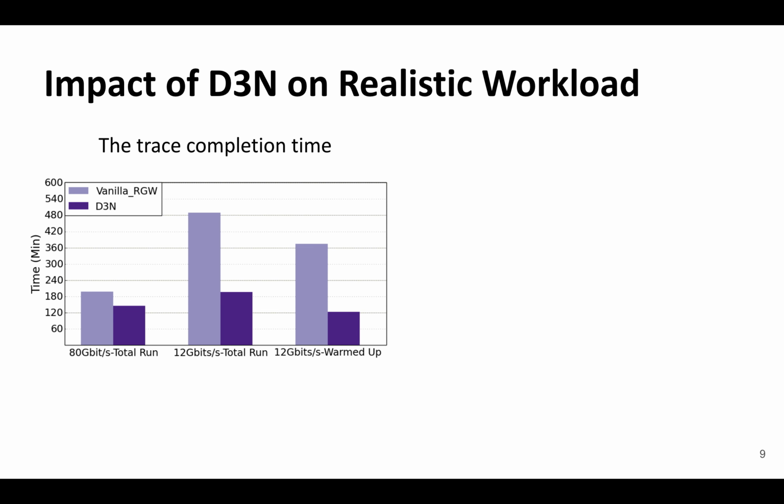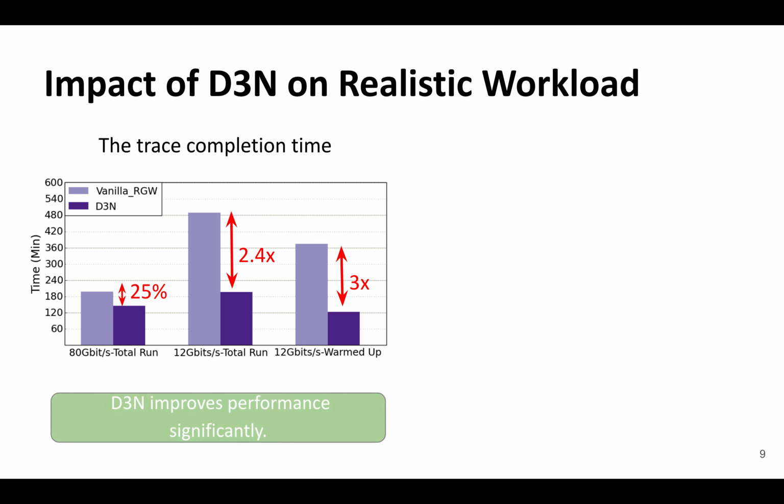So here in this figure, you see the trace completion time with 2-level D3N and with vanilla RGW, which doesn't have a caching mechanism. The x-axis is the bandwidth to the Ceph cluster that we use in our experiment. In this graph, lower is better. As you see, even with very fast network setup, the caching can improve the performance by 25%. For more slow network setup, runtime of workloads improve by 2.4 times for the full workload and 3 times after the warm-up phase. As can be seen here, cache is highly effective, greatly increasing storage system throughput, and thus application performance.